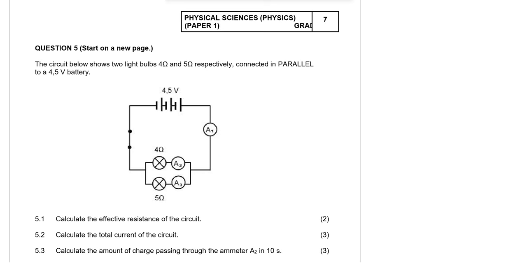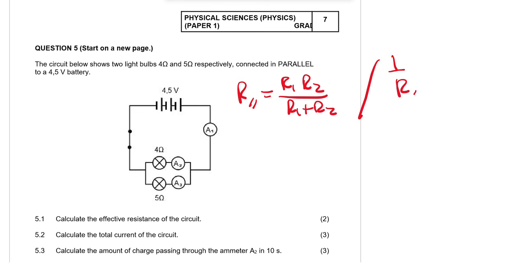And then question 5, it says a circuit below shows two light bulbs, 4 ohms and 5 ohms respectively connected in parallel, as we can see here. Okay, and then to a 4,5V battery. Calculate the effective resistance. In parallel, we're going to use R parallel is equal to R1 R2 divided by R1 plus R2. Or someone can say 1 over R parallel is equal to 1 over R1 plus 1 over R2. So, I would like to use this one.